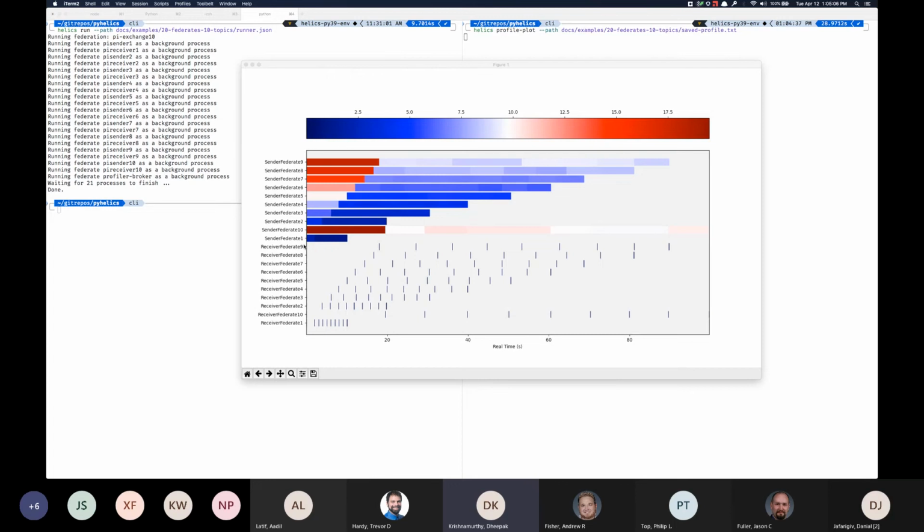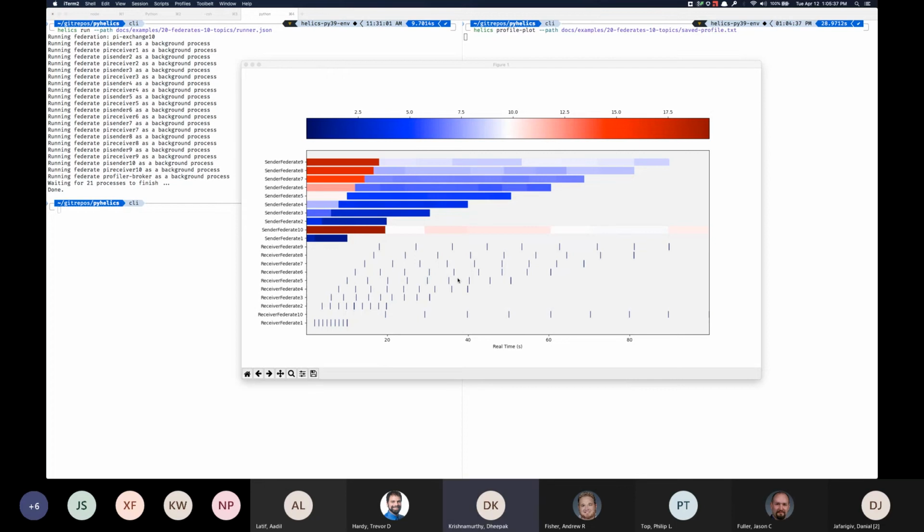So you can see all the sender federates, because the sender federates all have sleeps in them, have blocks of color in there. The way I'd programmed this was that the sleep time was proportional to the number of the federate. So sender federate 1 sleeps the least, sender federate 10 sleeps the most. So the colors kind of correspond to that.